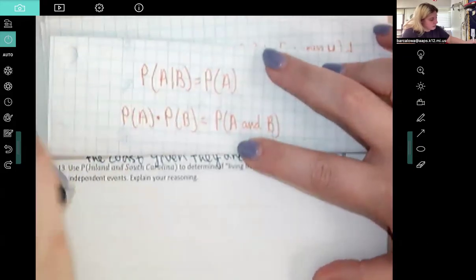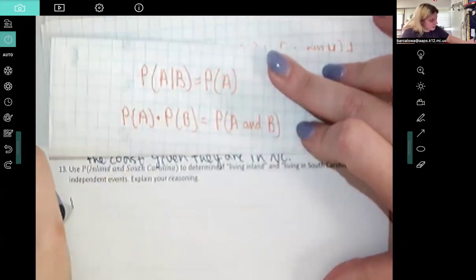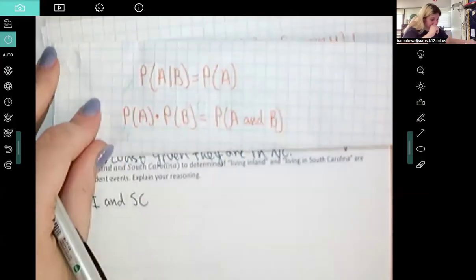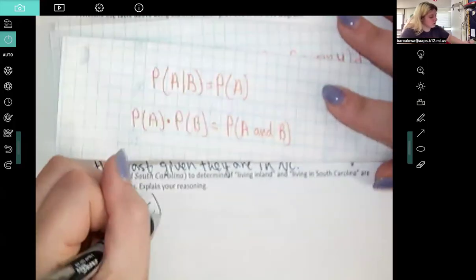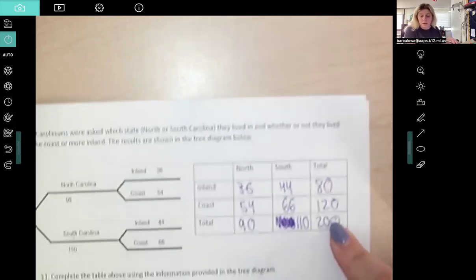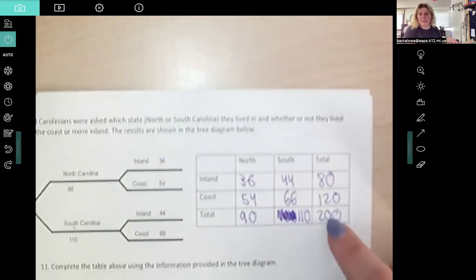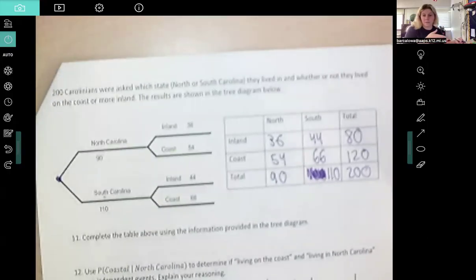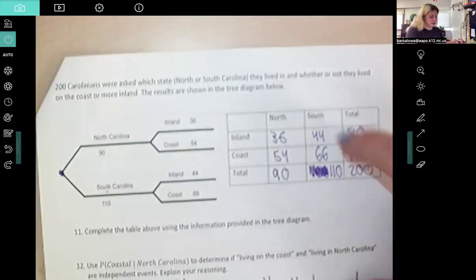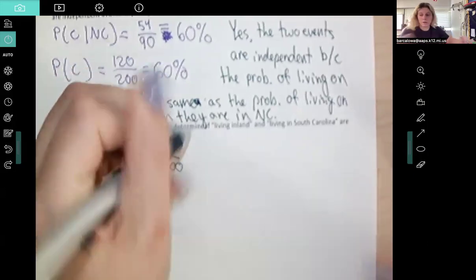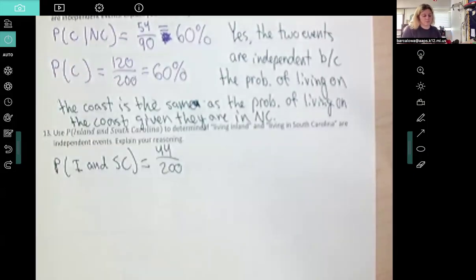All right. So if this is true, let's see this. Probability of being inland and in South Carolina. That is 44 out of everybody. I'm not changing the total. The total should be out of everybody because I don't have a condition, or a given statement. Inland and South Carolina, 44 out of 200, which is 22%.